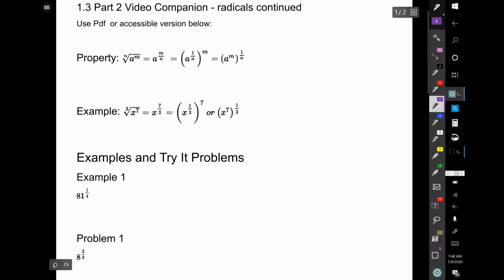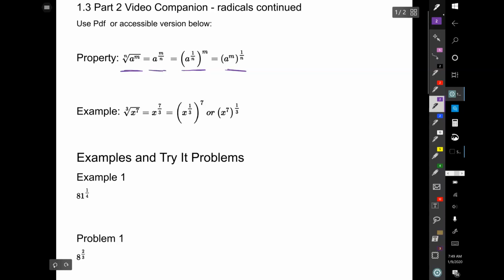So nth root of a to the m could be written as a to the m over n. So this fraction here is an exponent. That could be split apart using our exponent laws. So on this third one over, we have a to the 1 over n to the m, which is also an equivalent way to say that. Likewise, we could do the numerator first. We could do a to the m to the 1 over n. So those are all equivalent things to say.